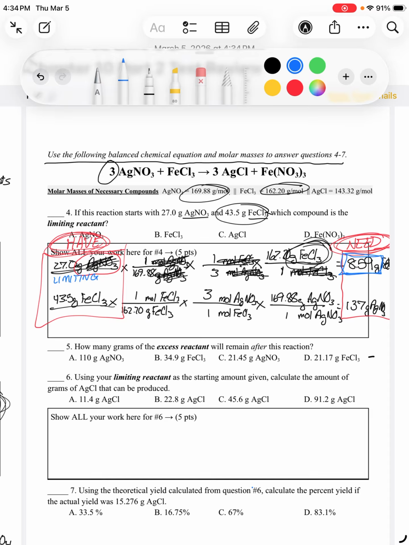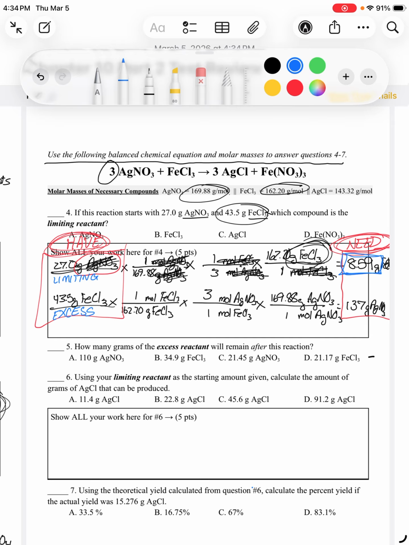Next, this should be our excess, but let's look at it. We need 8.59 grams. That's almost 9 grams. But we have 44 grams. Whoa, we have a lot more. We have a lot more than what we need. So if we have a lot more than what we need, what do we call that? We call that our excess reactant.